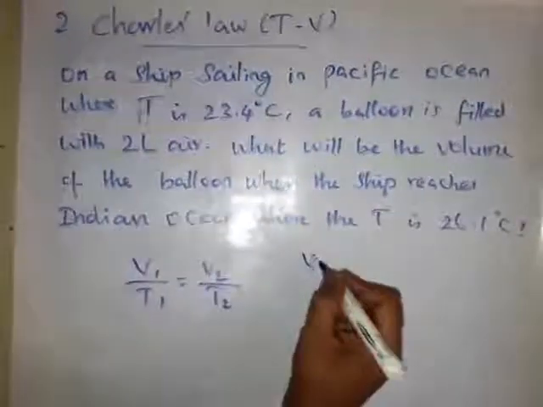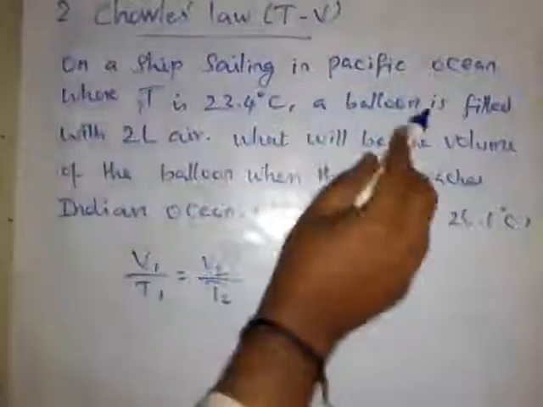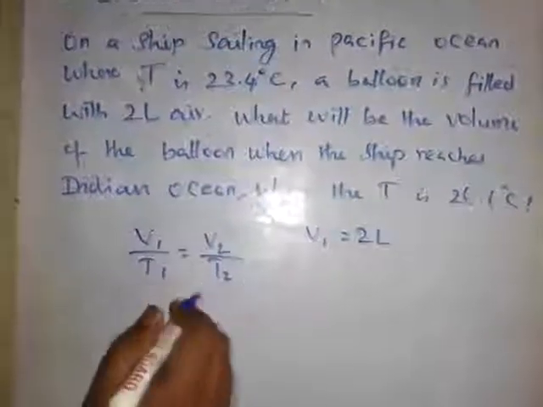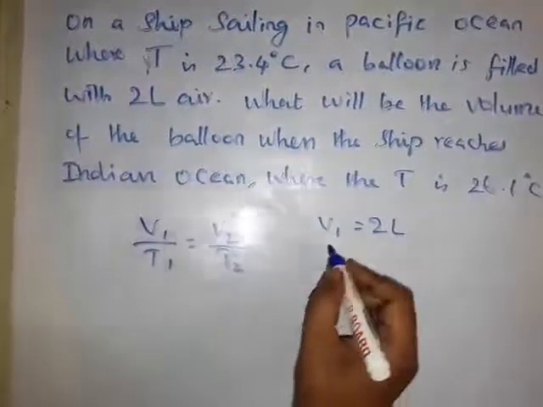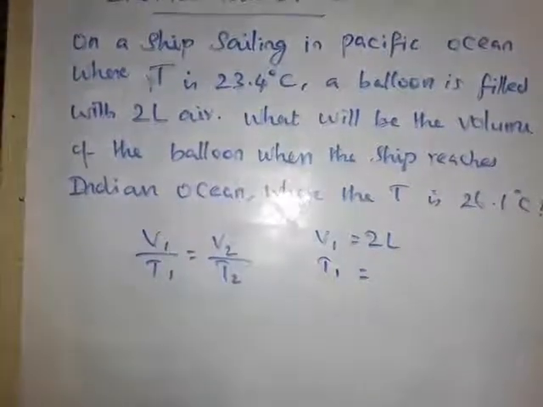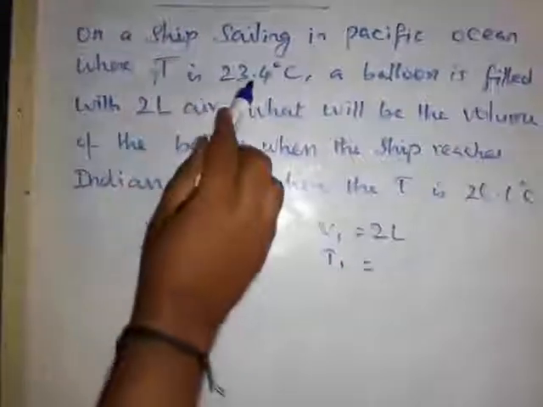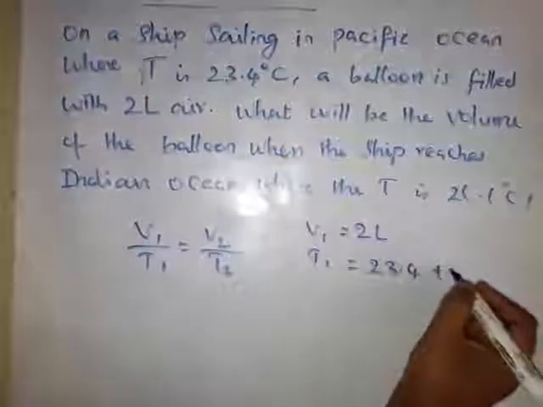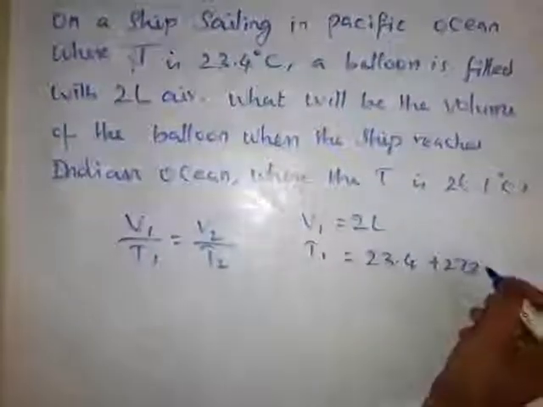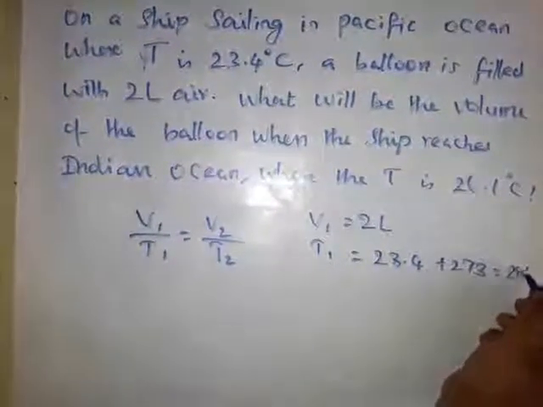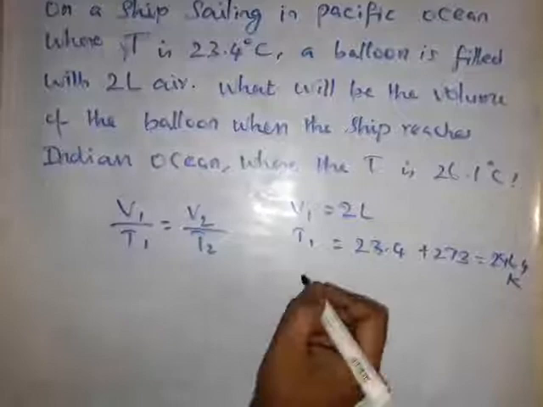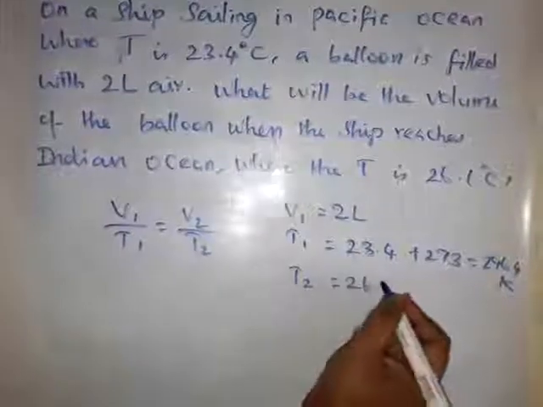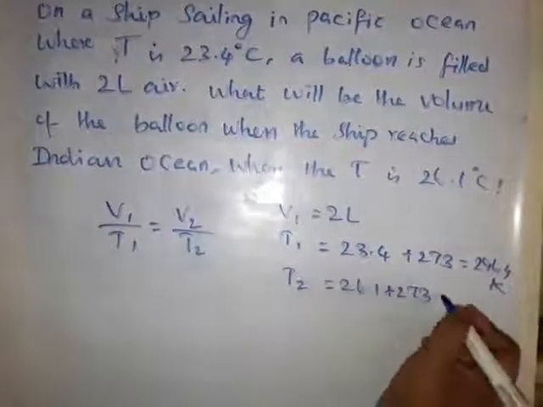So here V1 is the volume, the balloon filled with 2 liters, and V2 we have to find out. T1 is given as 23.4. Adding 273 converts it to Kelvin, so it becomes 296.4 Kelvin. Then T2, the temperature reached in the Indian Ocean, is 26.1 plus 273, so it becomes 299.1 Kelvin.